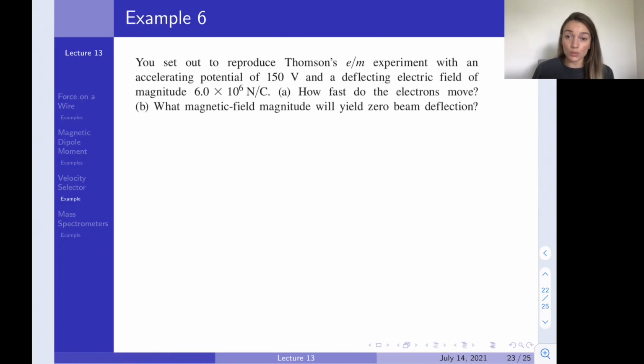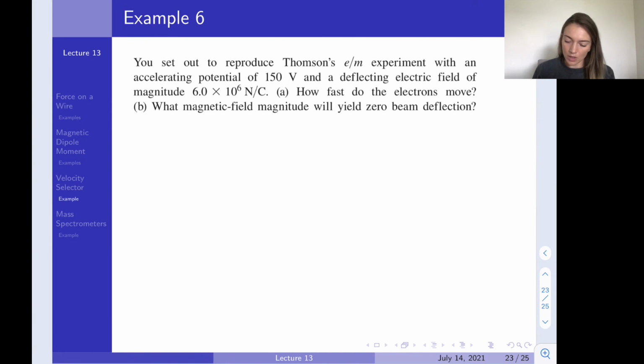Okay, and now let's do one example with this. So we want to reproduce this charge to mass ratio experiment that J.J. Thomson did. So we have an accelerating potential of 150 volts and an electric field of 6 times 10 to the 6 newtons per coulomb. How fast do the electrons move?